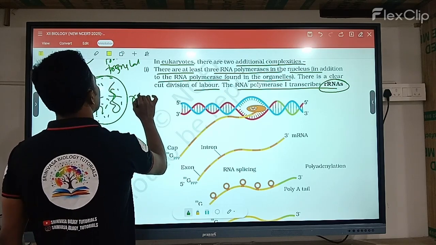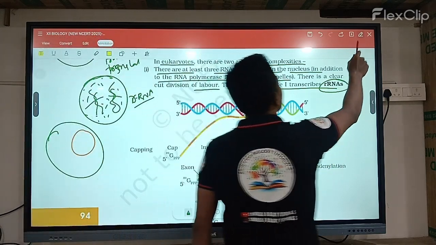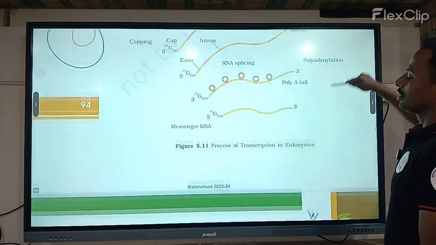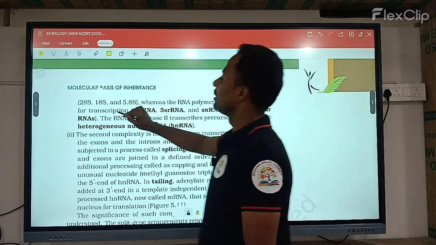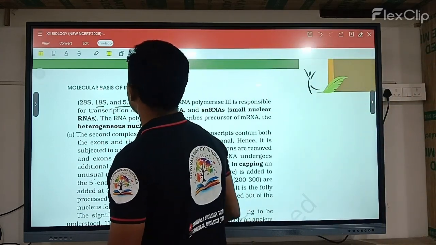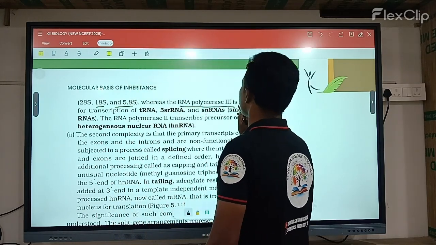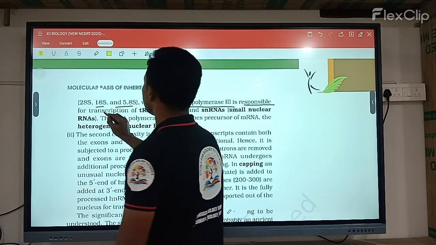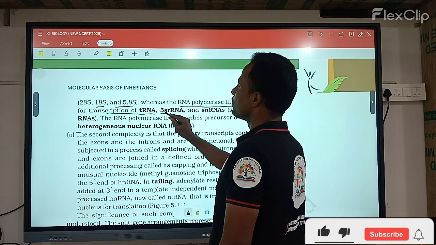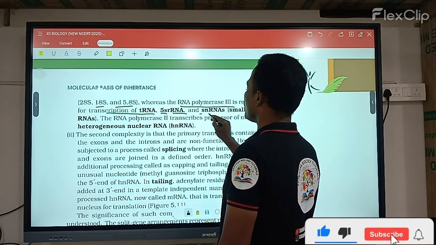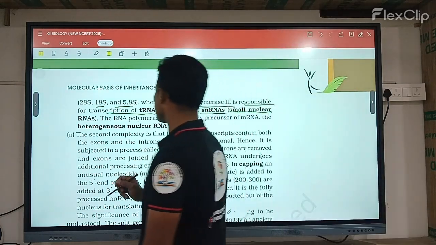The first one is rRNA. Here this rRNA contains the 28S, 18S and 5.8S ribosomal RNAs, whereas RNA polymerase 3 transcribes tRNA, and it also contains 5S small ribosomal RNA and small nuclear RNAs.